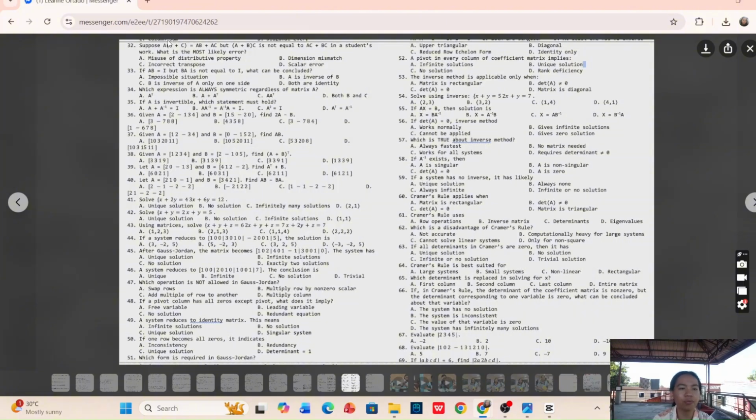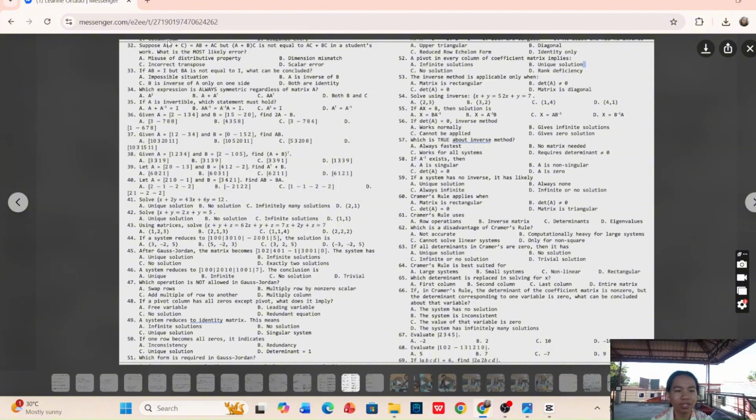Number 34 question, which expression is always symmetric, regardless of matrix A? Among the choices, the correct answer is letter D, which is both B and C. So options B and C always show a symmetric matrix regardless of the matrix A.